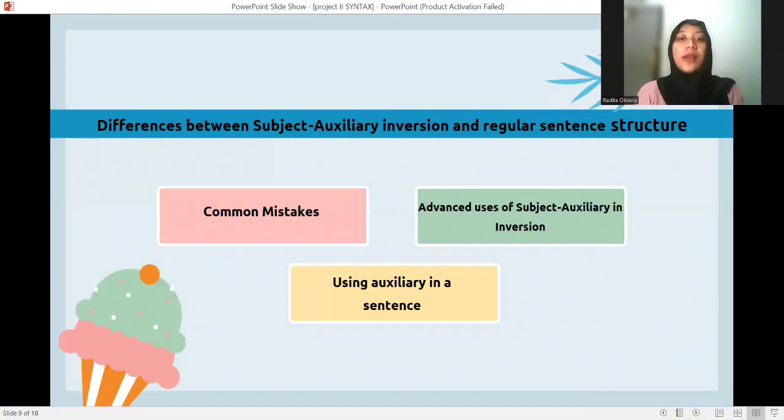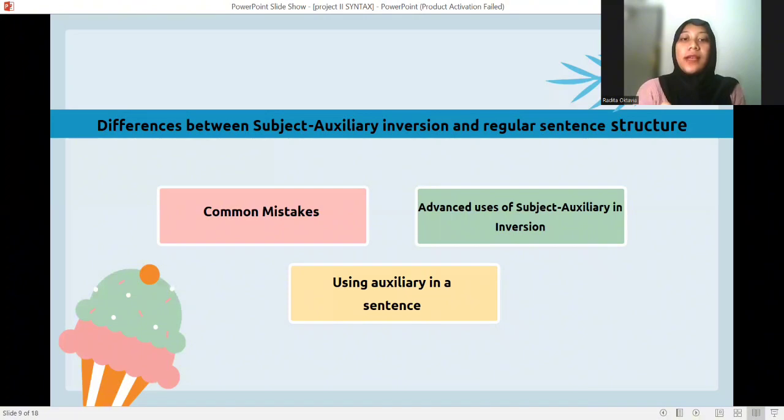However, in subject auxiliary inflection, the auxiliary verbs come before the subject. For example, am I going to the store? In the sentence, am is the auxiliary verb and I is the subject. For the example, the first is common mistakes.